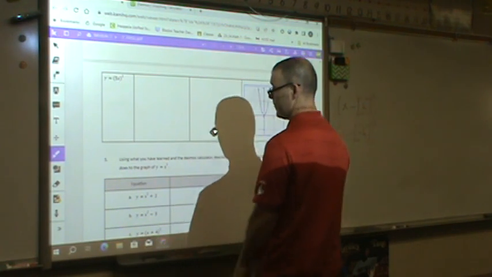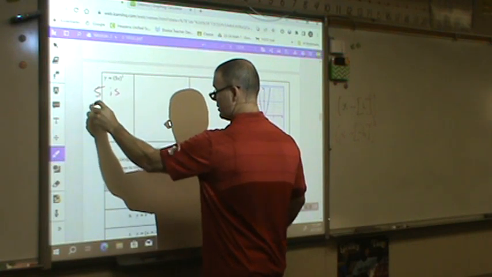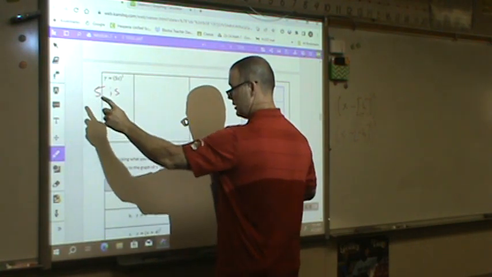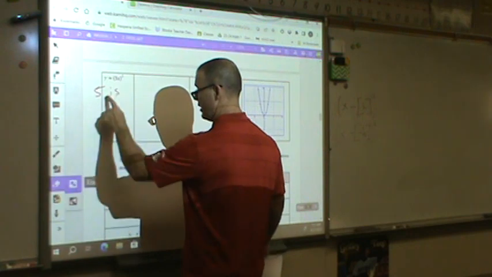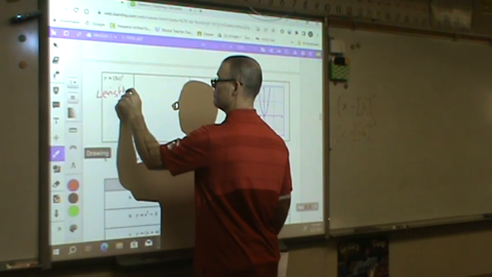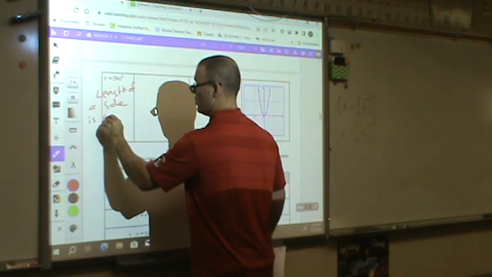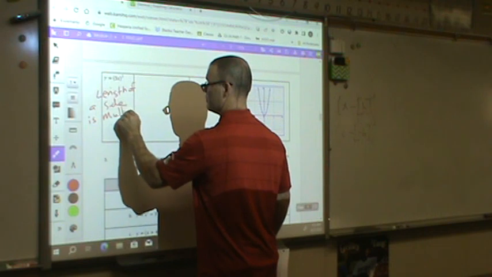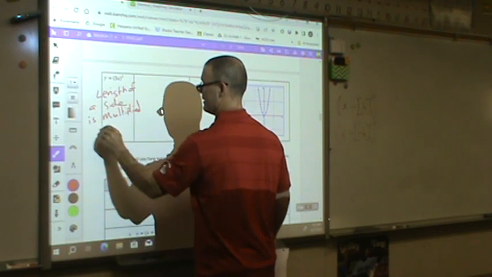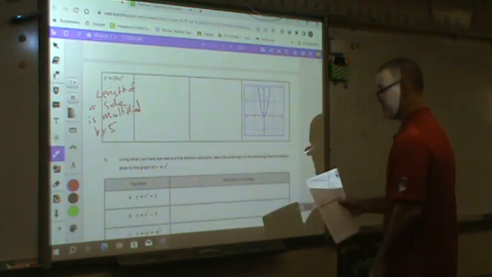Plug in this value. So what happens here? Okay? The length of a side is multiplied by 5. So what happens there? Go ahead, pause it, plug it in.